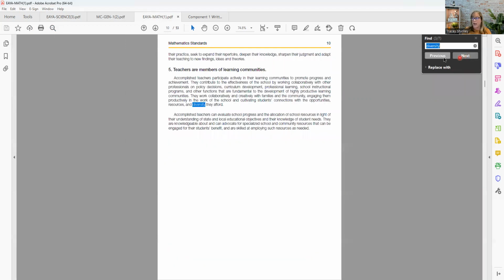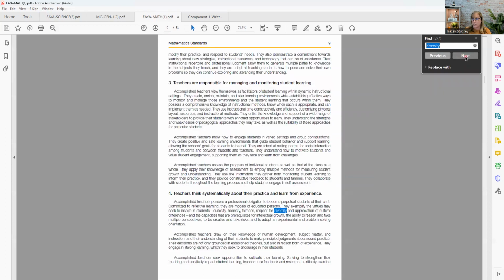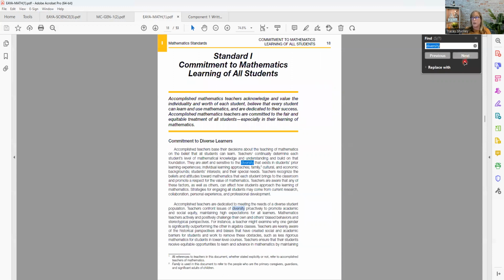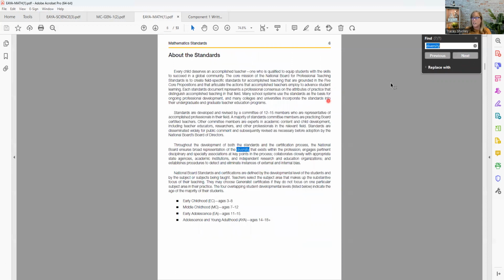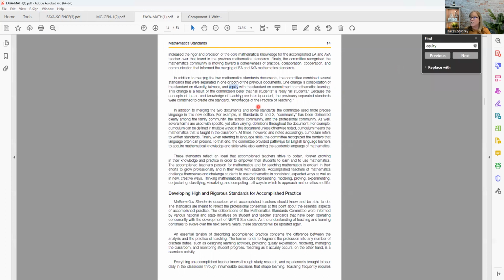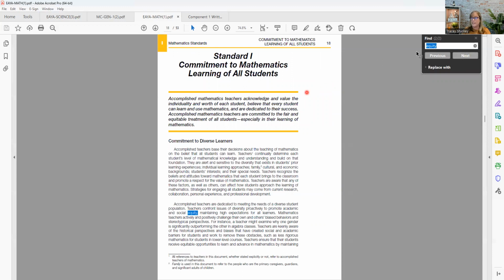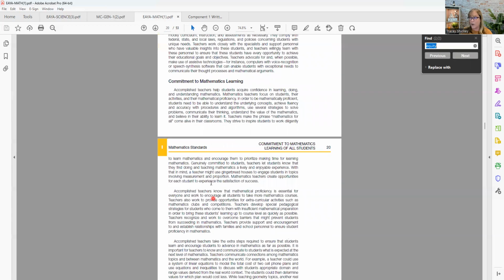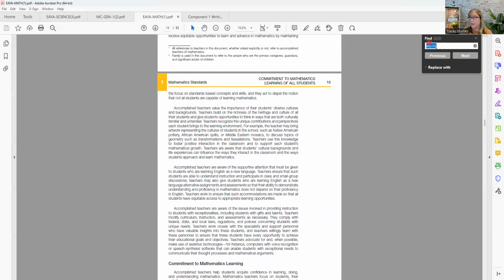Diversity is found 7 times, mostly found inside the 5 core propositions here and inside of the beginnings of the standards plus commitment to mathematics learning all students. So really in knowledge of students, you're seeing diversity. So you really should know your students there in math. We put equity in, again, it's only coming up twice here. And again, back to standard 1. Standard 1 seems to be the big standard for you math people, commitment to diverse learners. You keep looking at that entire thing, you're going to find information you need.